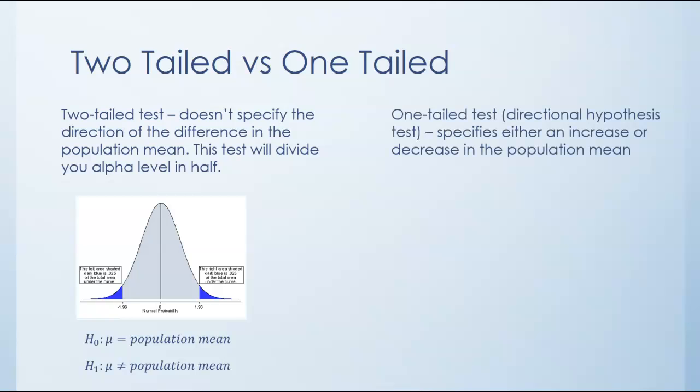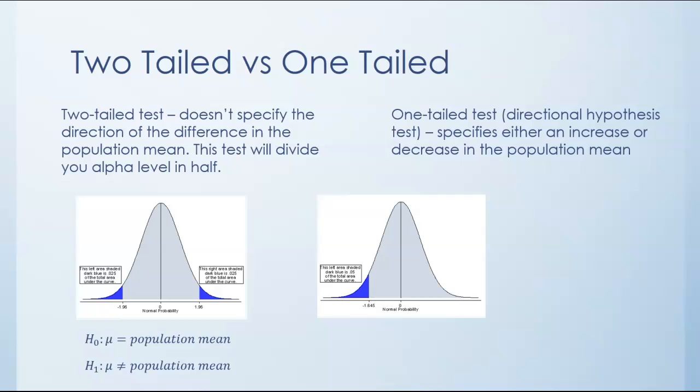Now, for a one-tailed test, we specify a direction, whether it's an increase or a decrease. So now we're being very specific in what we're saying. We're saying we think that this treatment will cause my scores to decrease, or this treatment will cause my scores to increase. So now all of my alpha level lies either to the left or the right of my population mean.